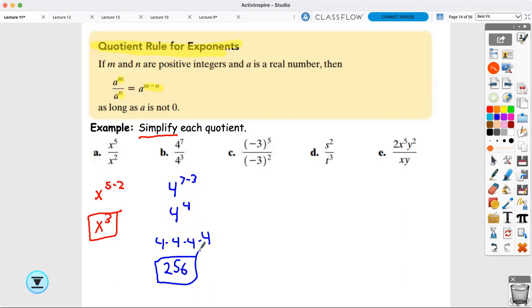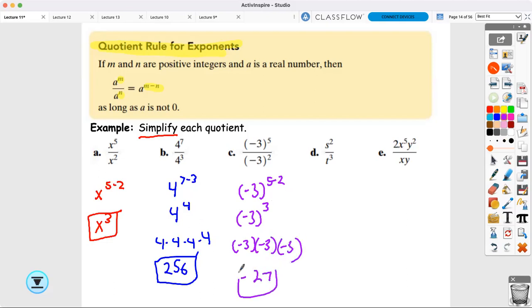C, look at the base in parentheses, -3. And it'll be 5 minus 2, which is -3 to the 3rd power, which is -3 times -3 times -3, which should give us a -27. D is S squared over T cubed. The variables are different, so guess what? We cannot do quotient rule, so we're done with that.